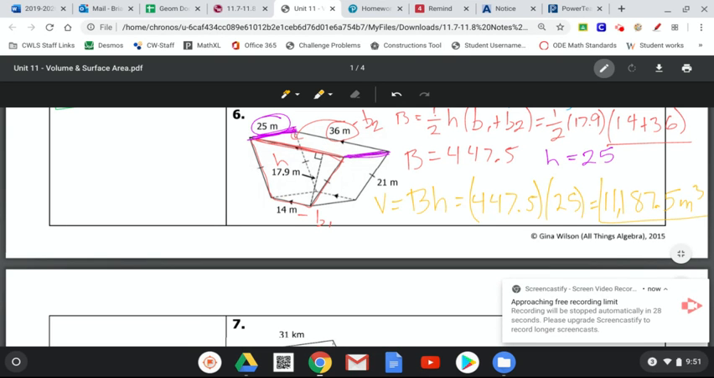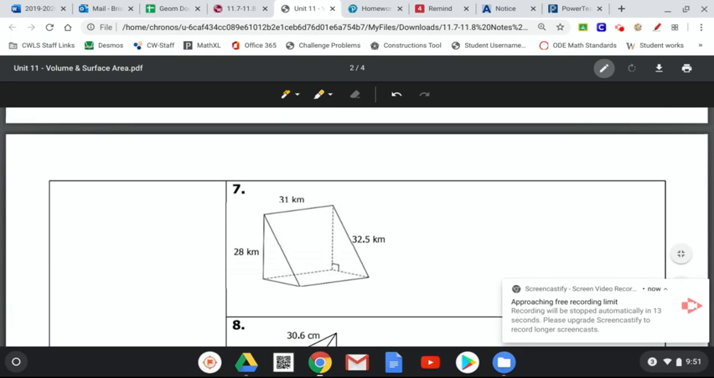So that's our answer. And remember how I said we're going to get big numbers? Yeah, it's going to happen, guys. So don't be afraid to get big numbers when you're multiplying all this stuff together. So we're getting 11,187.5.